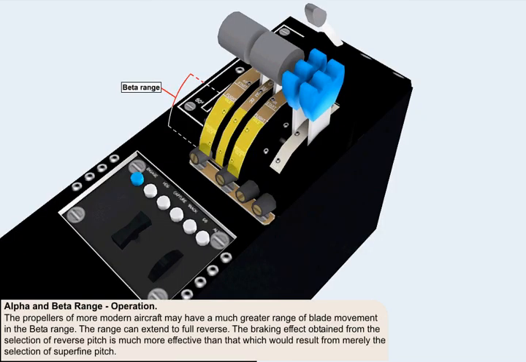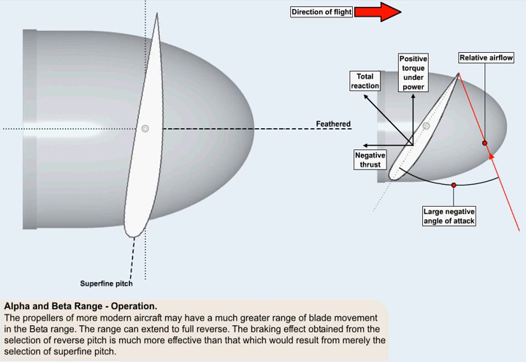The propellers of more modern aircraft may have a much greater range of blade movement in the beta range. The range can extend from around plus 8 degrees to minus 30 degrees pitch, which is full reverse. The beta range of this type of propeller is selected in a similar manner, and at the same point in the landing run as the previously discussed system, that is, during the high-speed initial part of the landing rollout. In this case, however, the braking effect obtained from the selection of reverse pitch is much more effective than that which would result from merely the selection of ground fine pitch.